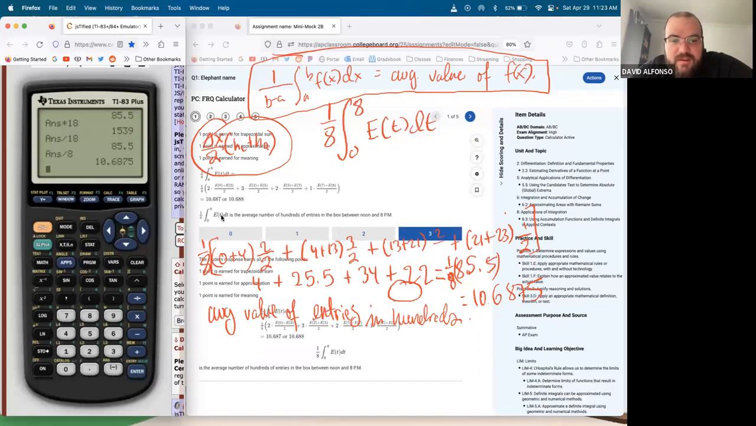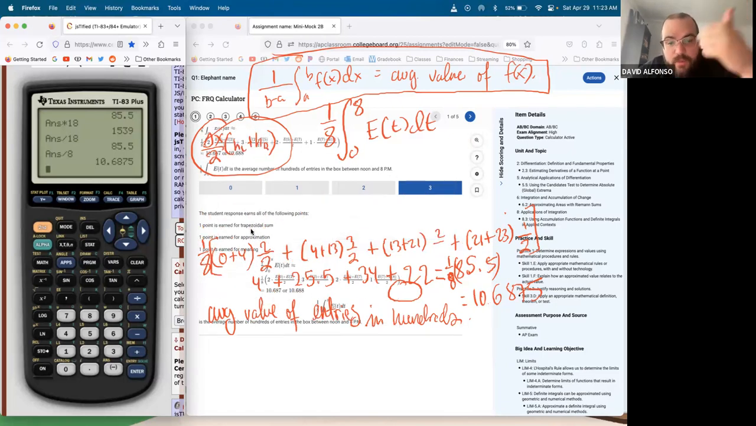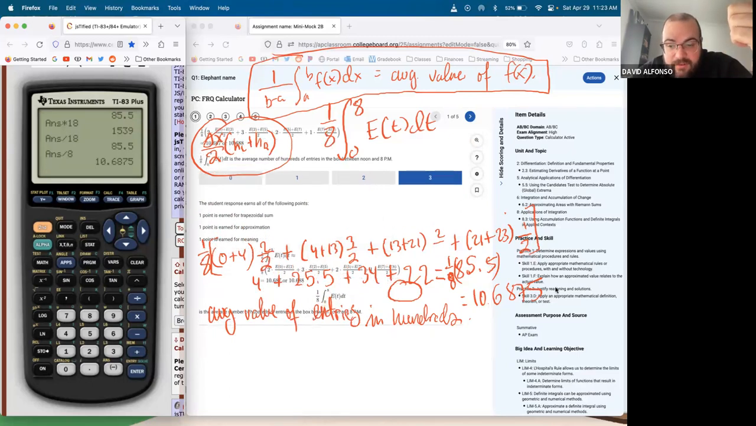So as you see here, this is the average number of hundreds of entries in the box between noon and 8. Oh, I should have specified in the time interval 0 to 8, from noon to 8. So here are where the points come from. 1 point earned for trapezoidal sum, 1 point earned for the answer, and then 1 point earned for the meaning. So this was 3 points.